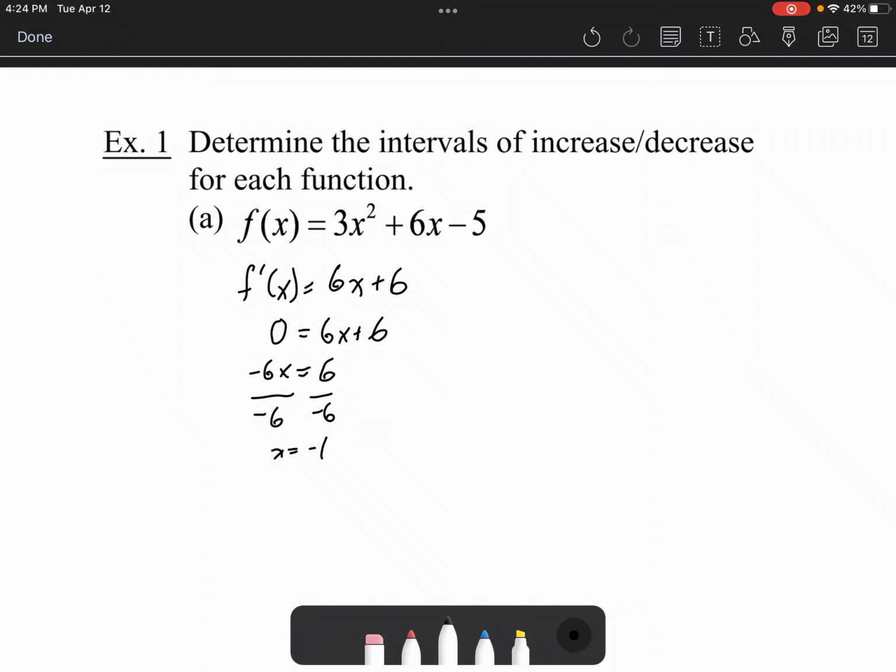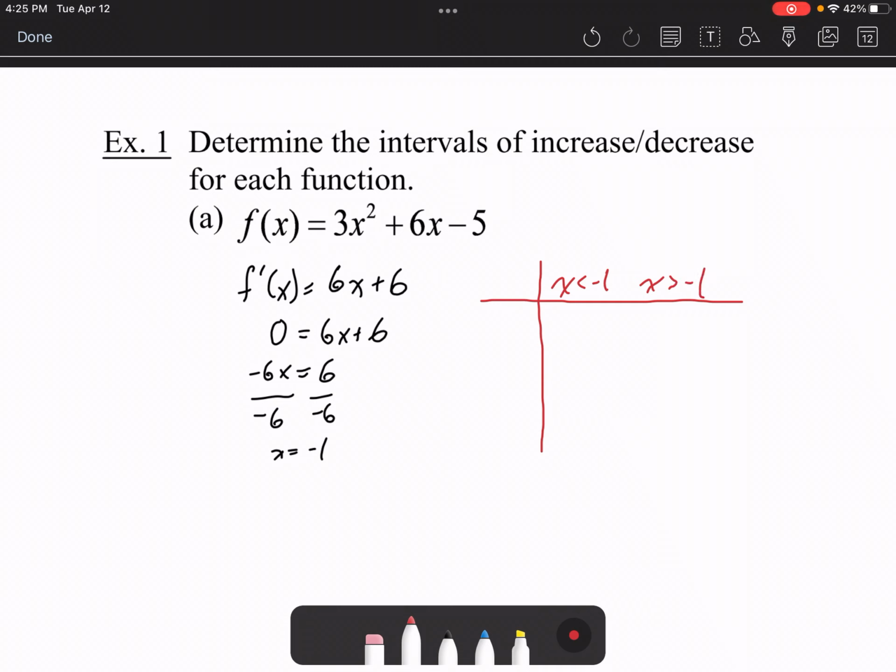So I know my function is neither going to be increasing nor decreasing at the value of x equal to negative 1. But we should check on either side of this to find out when it is positive or negative. So what we do is we use an interval chart. So I'm going to start by creating my interval chart. I'm going to look at x values less than negative 1, and we're going to look at x values greater than negative 1.